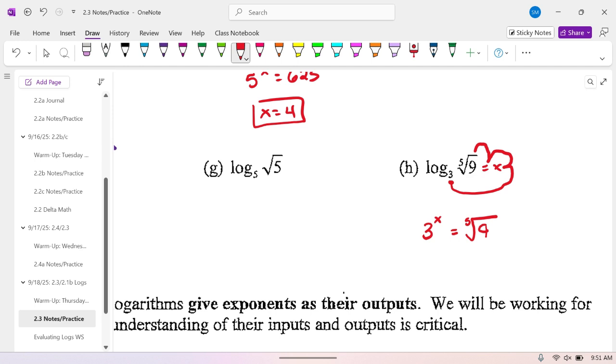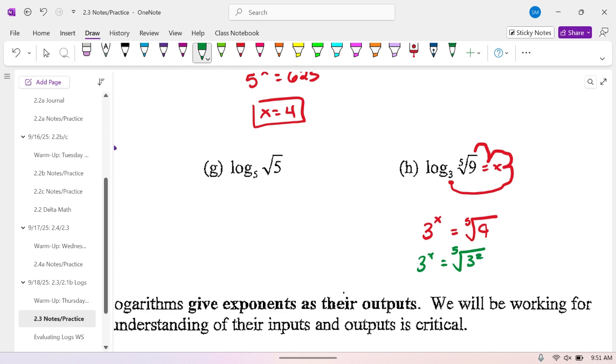Now, this one's a little bit complicated. This one you may have to do some change of base. All right. So, first off, let's change what's under that radical first. So, what base of 3 gives us 9? So, 3 raised to what power gives us 9? 2. So, I'm going to change this to 3 to the x is equal to the 5th root of 3 squared.